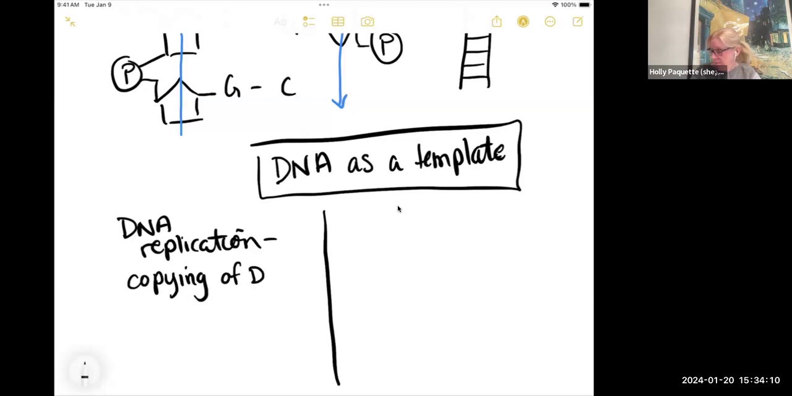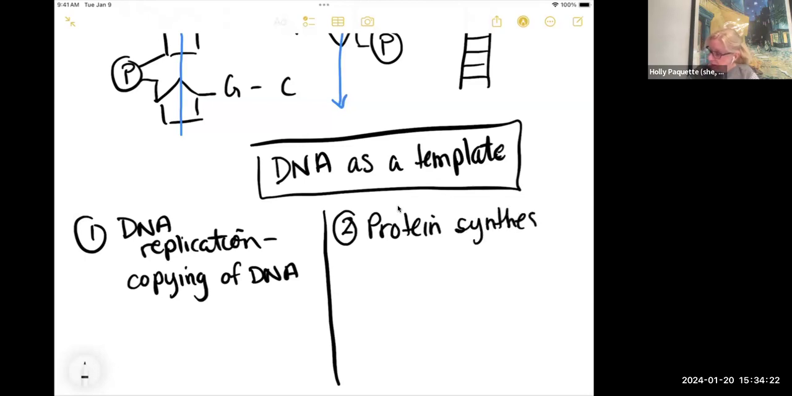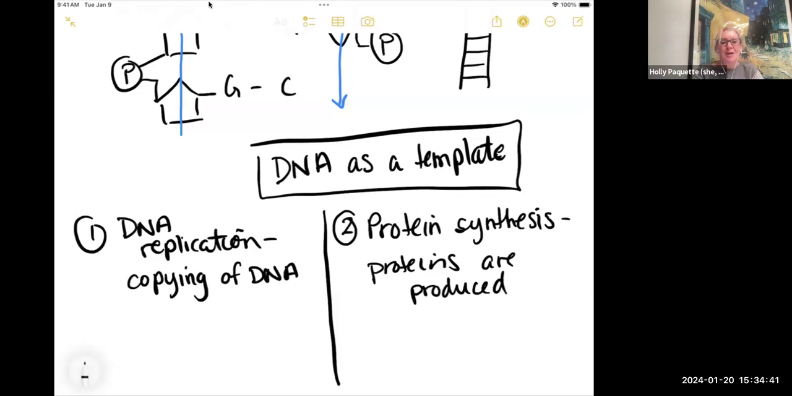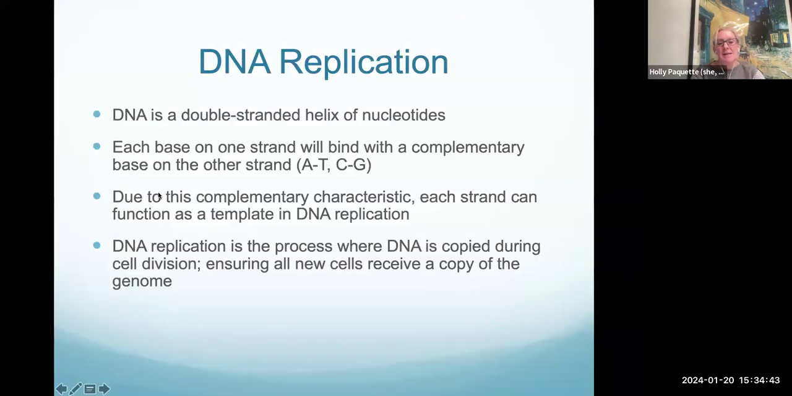of DNA, okay? The other thing that DNA is used as a template for is what we call protein synthesis, and I'll get to that in just a minute. But in protein synthesis, DNA has the information with which a cell can make proteins. And so ultimately what we get out of this is that proteins are produced. So let's go back to the slides and go through this on my slides.